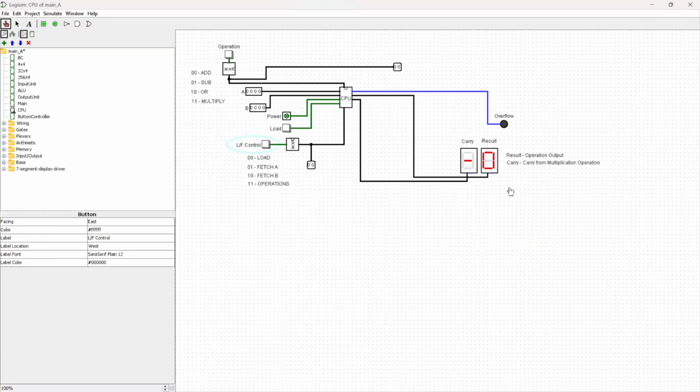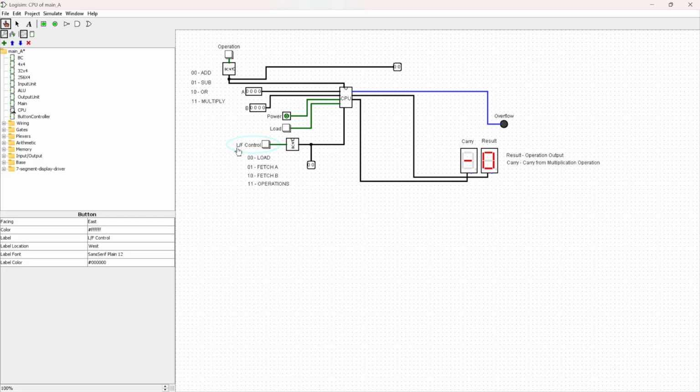Hello everyone. So I want to share my implementation of a 4-bit computer with signed operations. First, here we have some RC architecture. First, the opcode is the operation that determines what we want to do. There are four operations: add, subtract, or, and multiply.